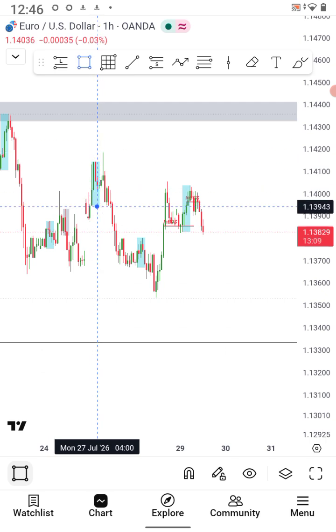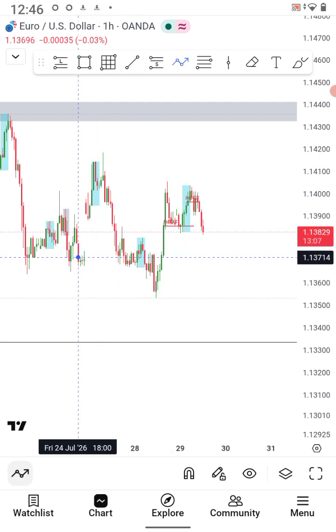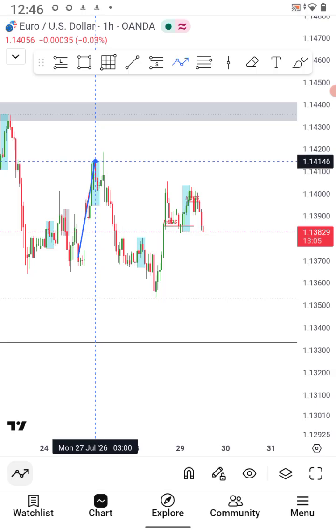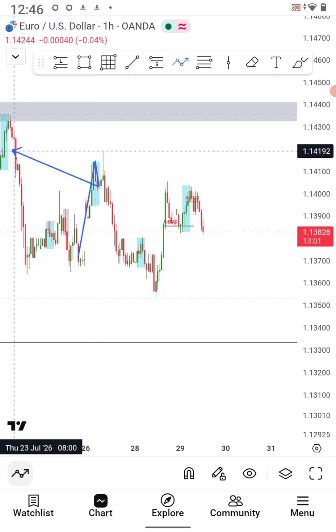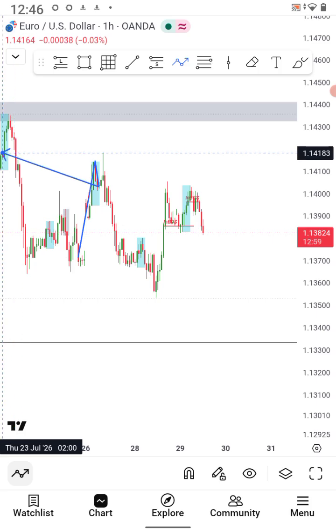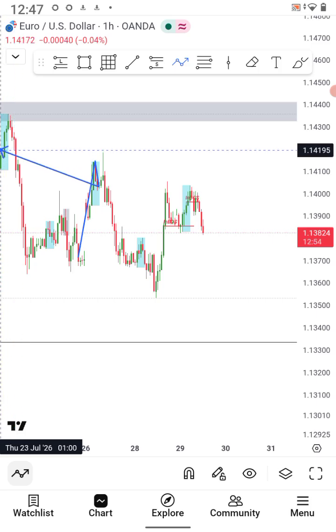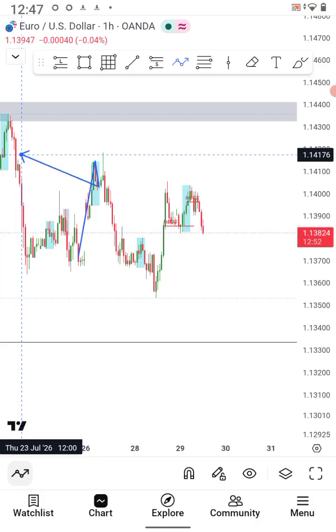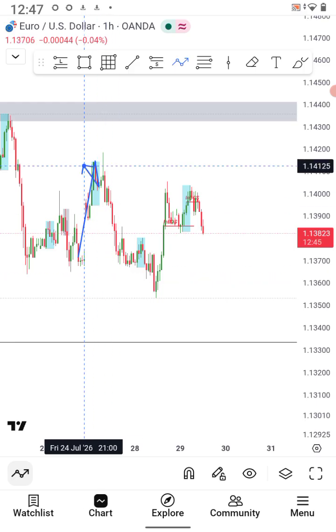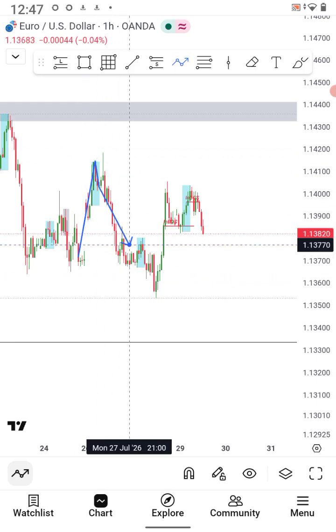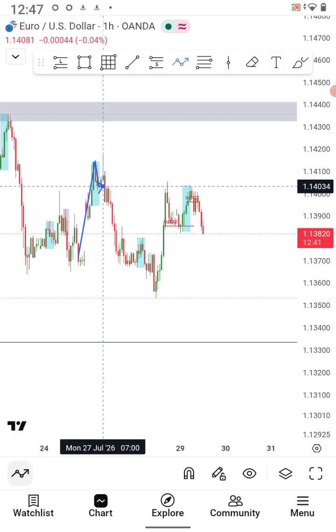I saw this market, and of course you can see where market came to. It came to tap into this unicorn model. This is a breaker block, and fair value gap is usually very strong in holding price. So market tapped it and pushed down, broke structure. So market is not likely going to go back up here because it has broken structure, and it has given us another order block here. Are you getting it now?